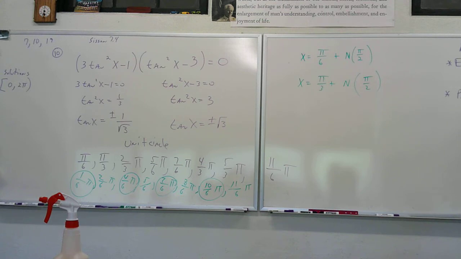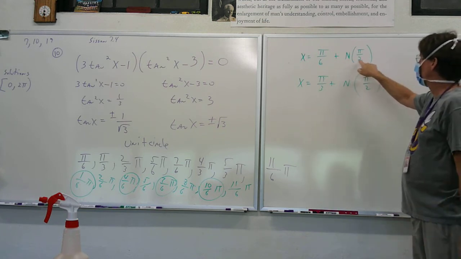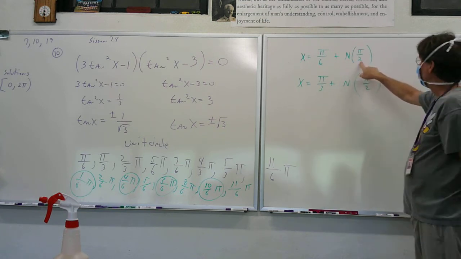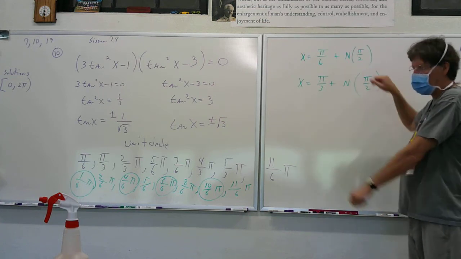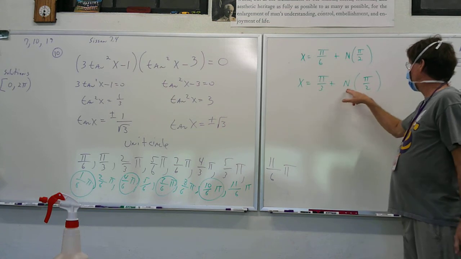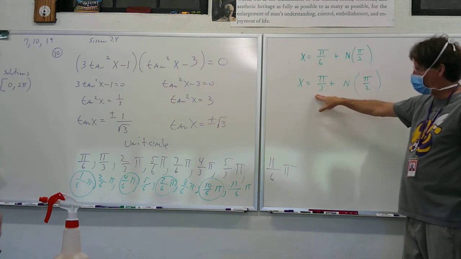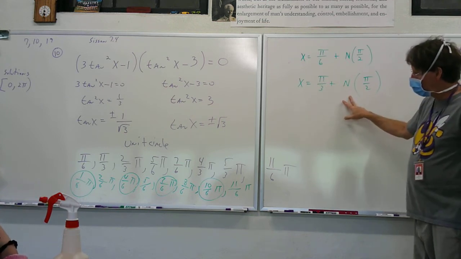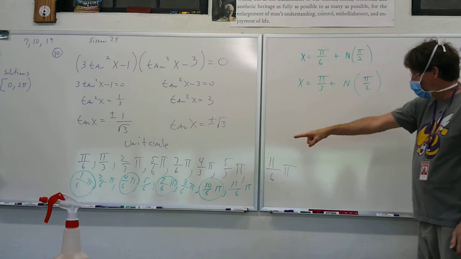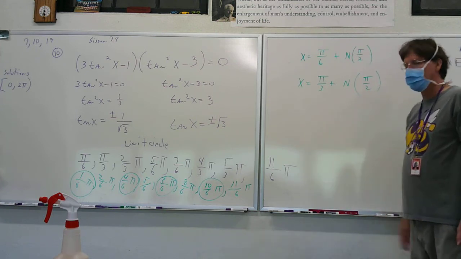Now, if you're trying to find out if your answers match his, you put a 0 in there, you get the very first one. You put a 1 in there, you get the next one that's circled. You put a 2 in there, you get the next one that's circled. Put a 3 in there, you get the next one that's circled. Put a 0 here, you get π/3. Then put a 1 in here, and you get 5π/6. Put a 2 in there, you get 4π/3. Put a 3 in there, and you get the one out here on the end, 11π/6.